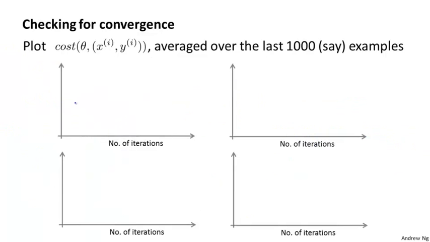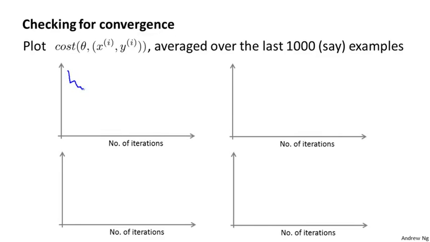So here are a few examples of what these plots might look like. Suppose we were to plot the cost averaged over the last 1,000 examples. Because these are averaged over just 1,000 examples, they are going to be a little bit noisy, and so it may not decrease on every single iteration.